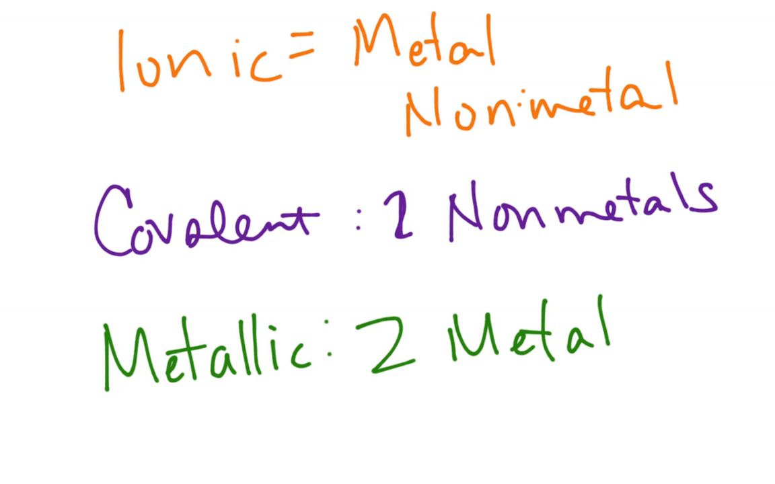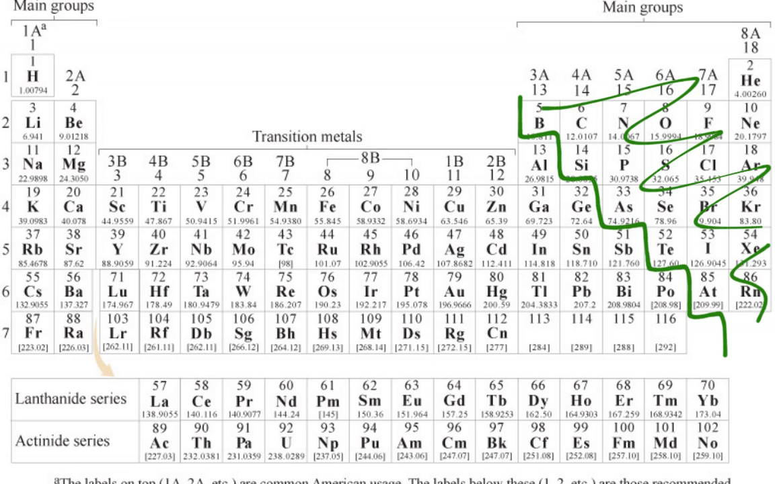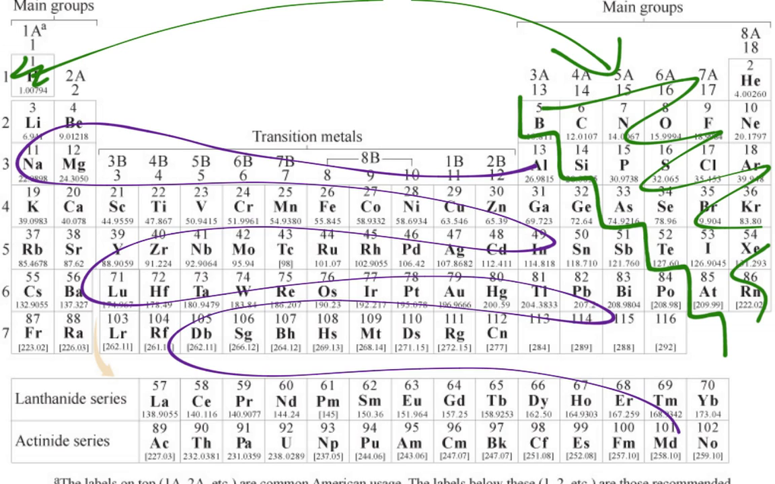Well, to do this, we have to know what our metals and nonmetals are. Not too hard to do that. We just remember we had our line right here. And just for simplicity, everything over here is a nonmetal, and hydrogen also fits in that nonmetal group, and everything else is a metal. Okay?